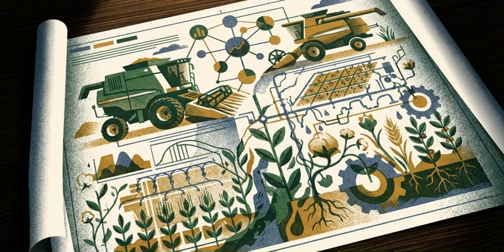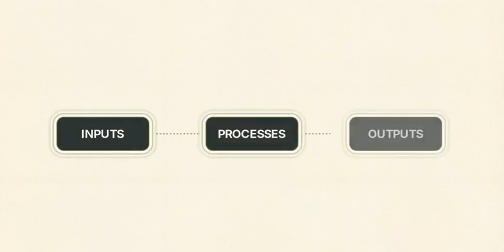To understand why this is happening and how to fix it, we have to look under the hood. We need to break this global system down into its basic mechanics, the inputs it requires, the processes it runs, and the outputs it yields.